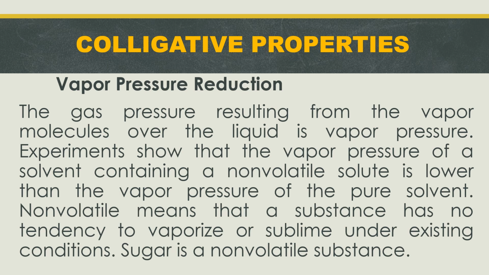This just points out that the vapor pressure ability of a pure solvent is being slowed down by a non-volatile solute. So, ibig sabihin nito, kapag dinagdagan mo ng non-volatile solute yung isang pure solvent, pababa yung vapor pressure niya. That's why it's called vapor pressure reduction.